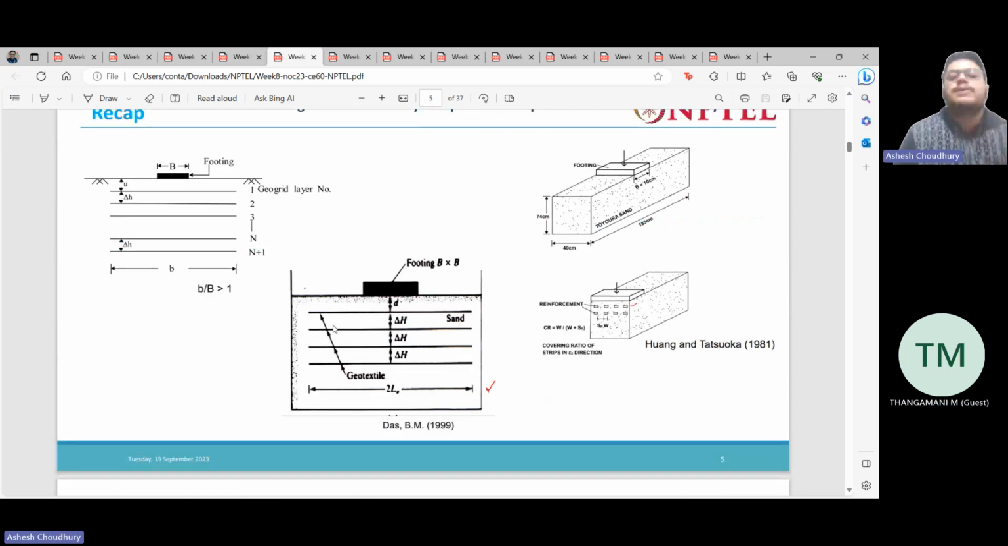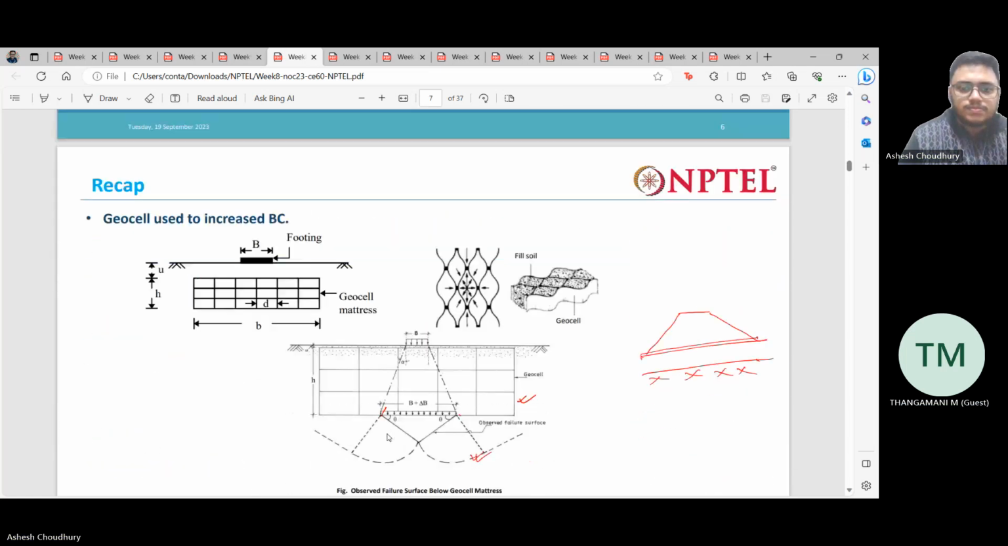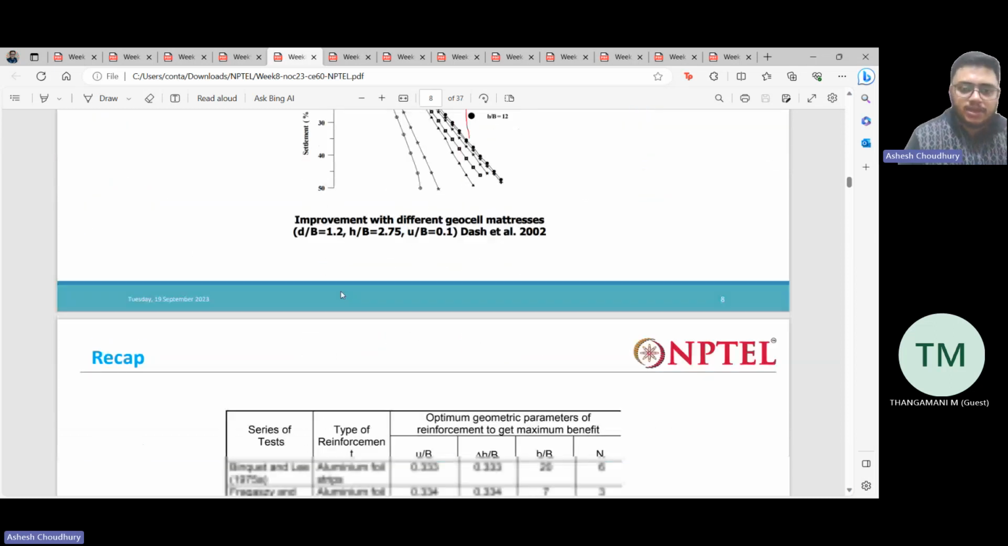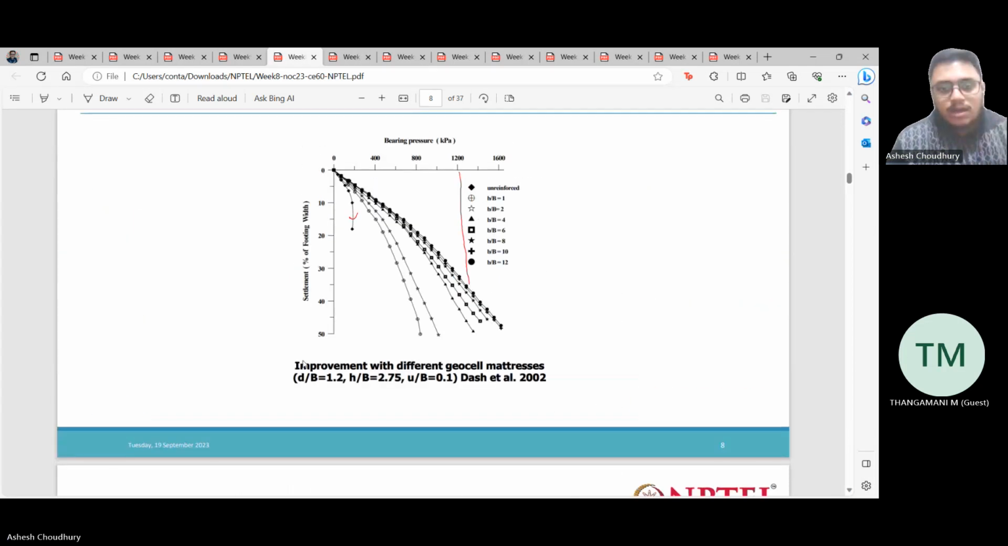Then we saw how to increase the bearing capacity of the soil by reinforcing it with geotextile, geogrid, or steel strips. We can use a geocell mattress also to increase the bearing capacity. For unreinforced soil there is rapid settlement, and the ultimate bearing pressure is quite low. But if we reinforce the soil with geogrid or geocell, the ultimate bearing pressure increases.